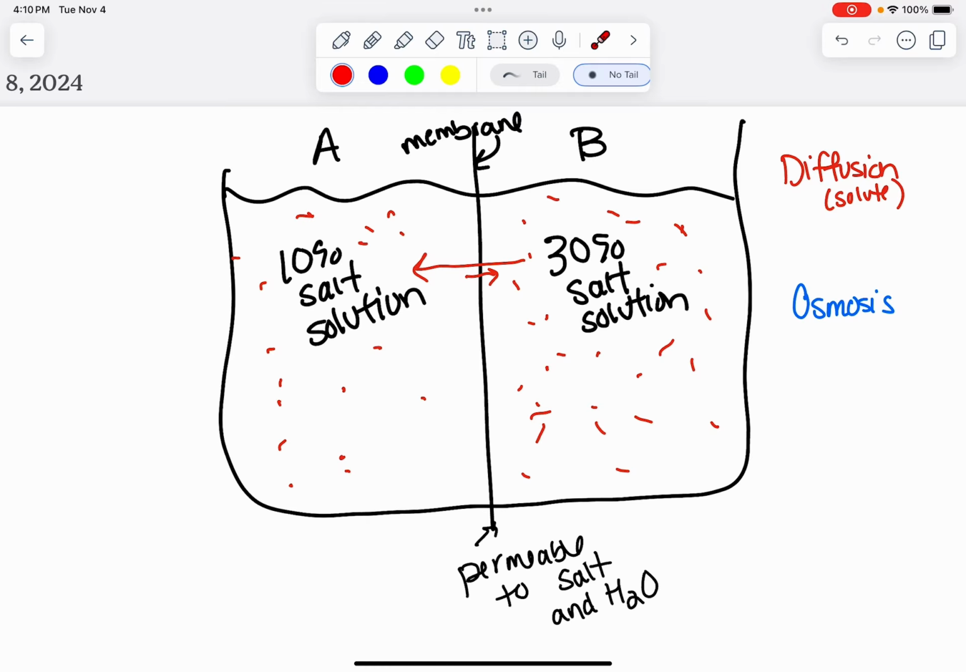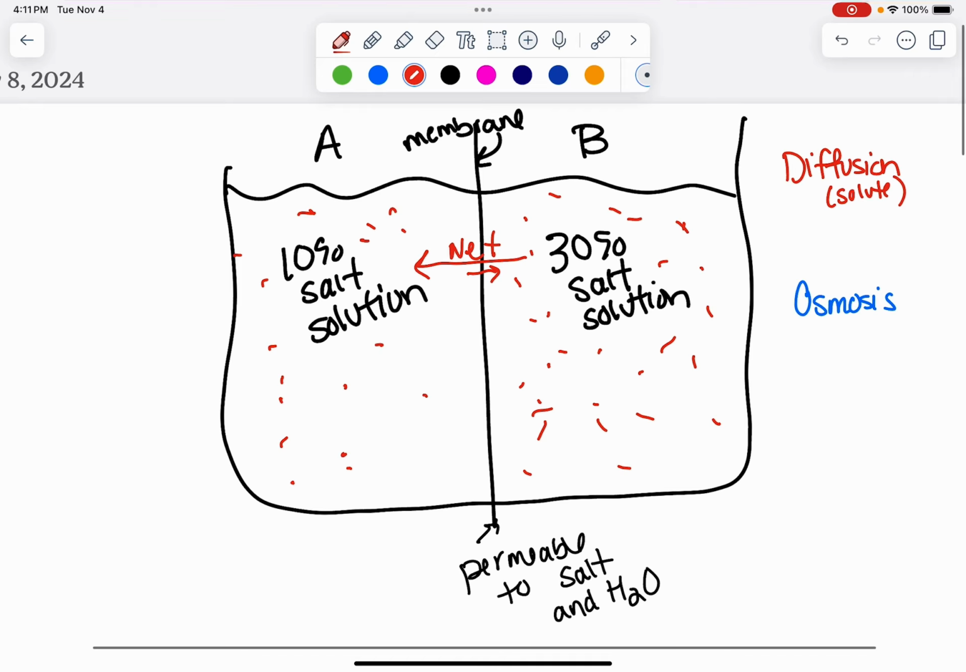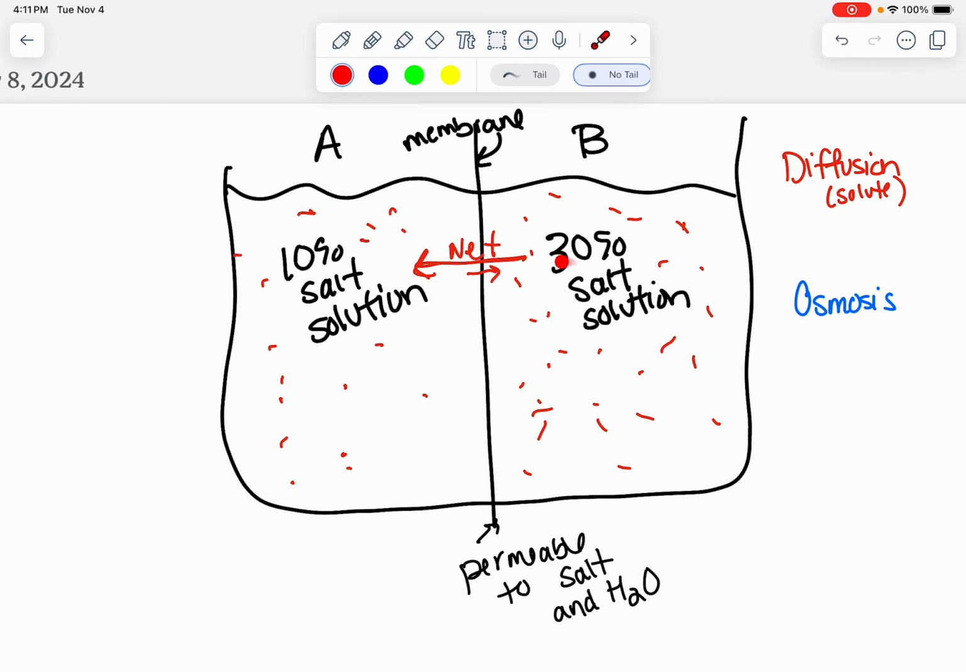The molecules don't have brains. They're not like, hey, you guys, we're only supposed to move from high to low. A few of these salt molecules might bounce this direction and cross the other way, but more are going to go this direction because there are more salt molecules on this side. Just based on probability, more of these will randomly bounce that way. So we refer to this as the net movement of diffusion, this big arrow. Overall, salt is going to be going from high to low, 30 to 10, that way.